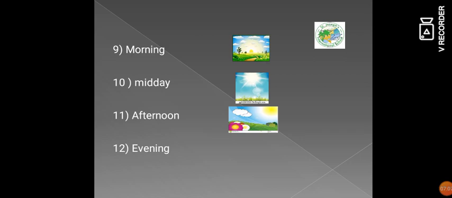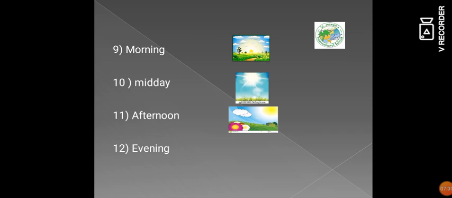Again, from the beginning. Morning, when the sun starts to rise from the east. And it's about from 6 or 7 a.m. But what about midday? Midday, when the sun is in the middle of the sky. And it's about 12 p.m.